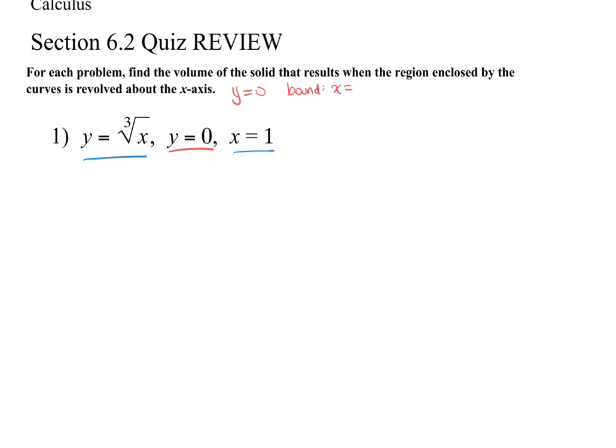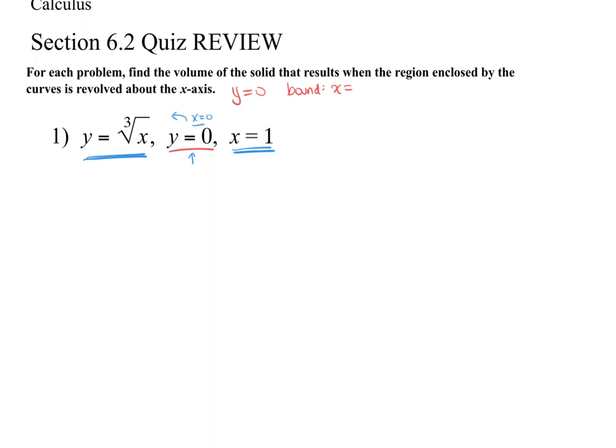I have one of my boundaries already. They've given me x equals 1, so this guy's a boundary. I can use this to find the other boundary. Just plug it in. If y is 0, then x has to be 0. All right, so those are my boundaries. If I plug this in, I get x equals 0. So I have my two boundaries.